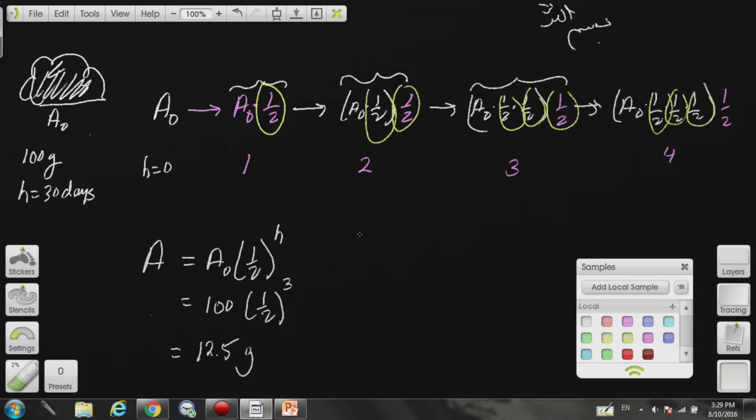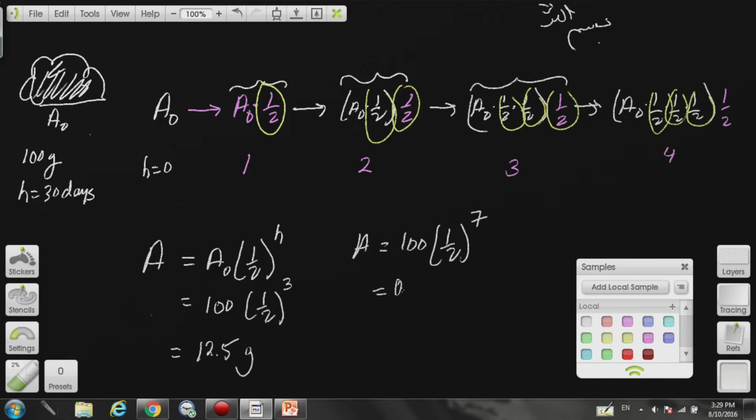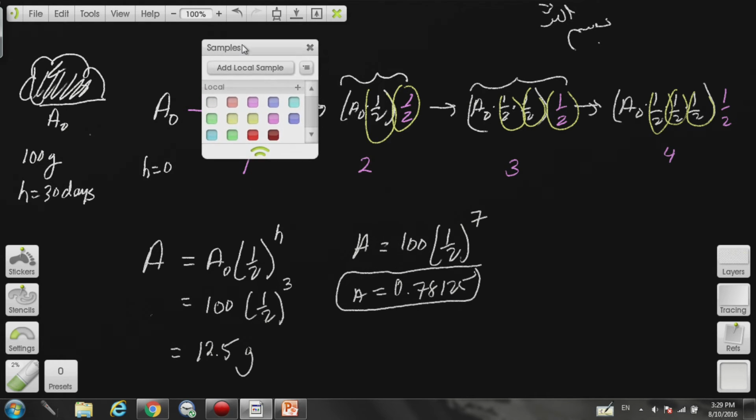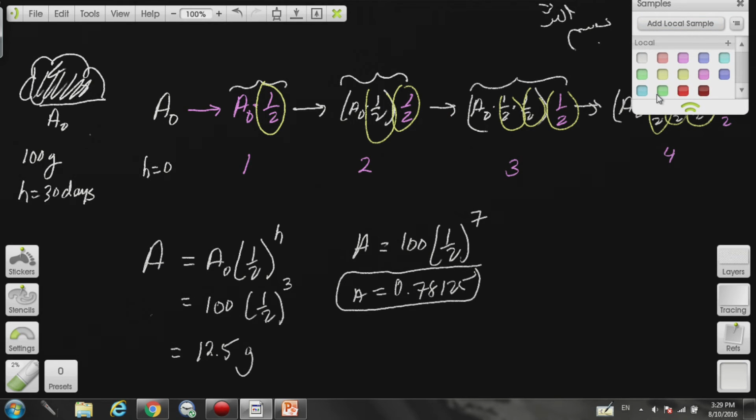Now, after, let's just say, 7 half-lives, it would be like this. So let's just see what that comes out to. 0.78125. That's how much stuff will be remaining. But people are interested in more than just half-lives. Now, what if I ask you this question? How much of the stuff will remain?